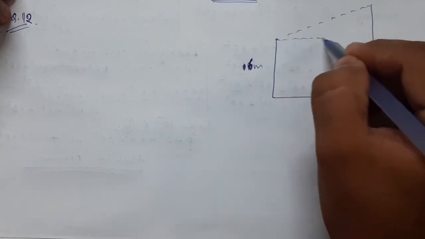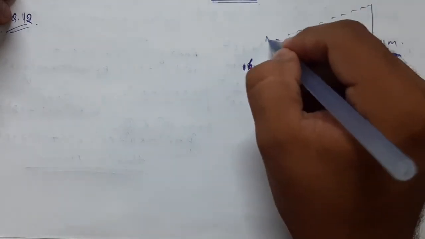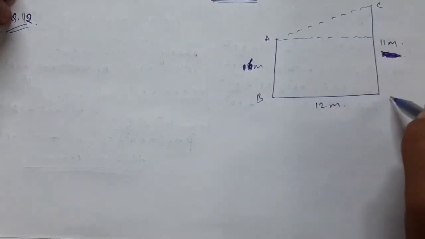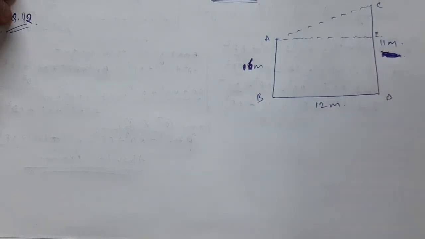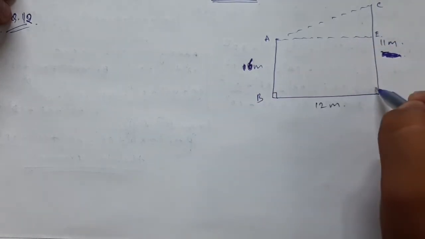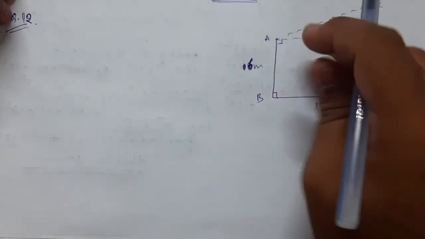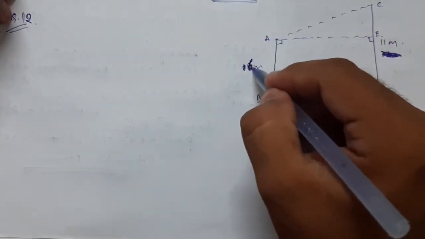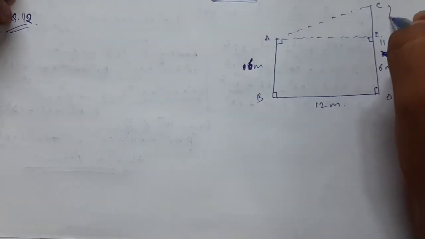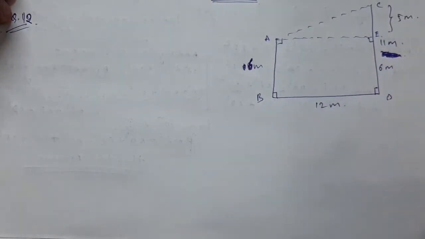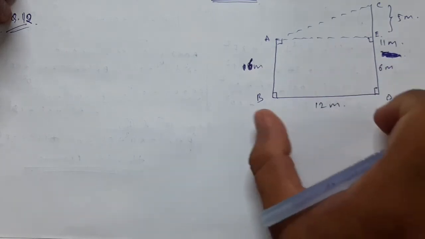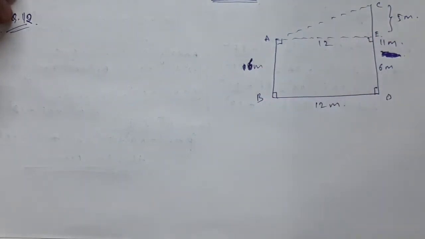So we will construct a triangle like this. First let us name them A, B, C, D. Let us take this name as E. Now as this is 90, this is 90, and this is parallel, so this becomes 90, 90. So this becomes a rectangle. So if this is 6, this becomes 6 meters, so this becomes 5 meter. Similarly, as this is a rectangle, this becomes 12, this becomes 12.